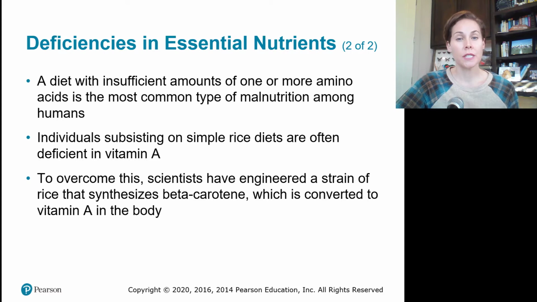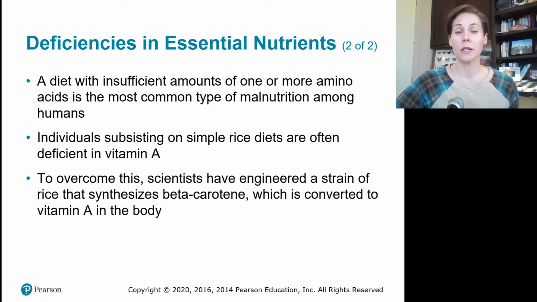A diet with insufficient amounts of one or more amino acids is the most common type of malnutrition among humans, and I would venture to say, I am no nutritionist, but I would venture to say that probably more than half of our population is malnourished in some way. Even if you appear healthy and look healthy, you can still be malnourished.